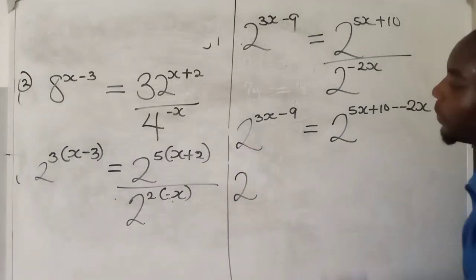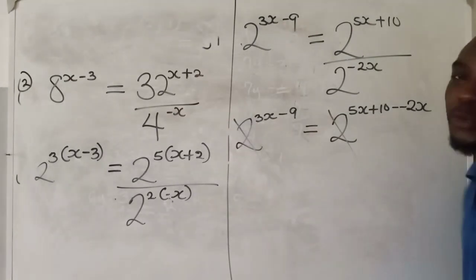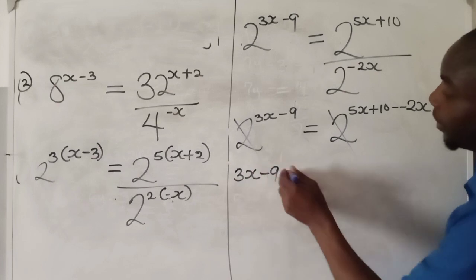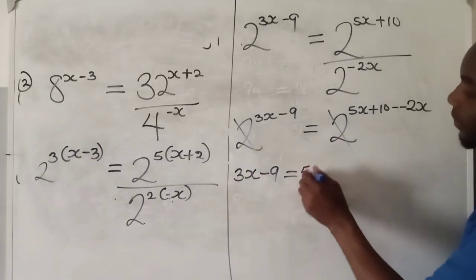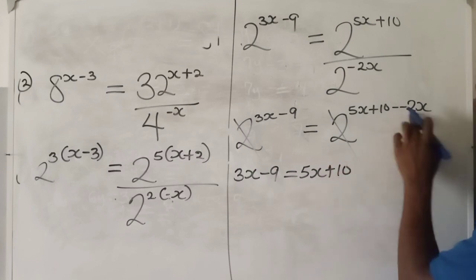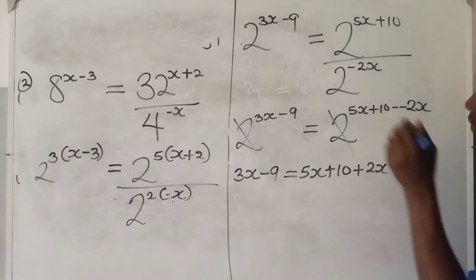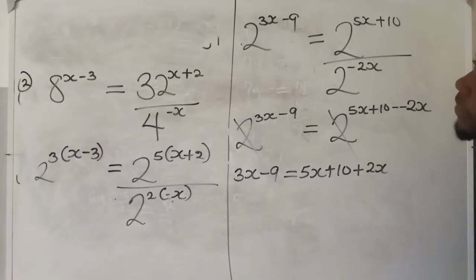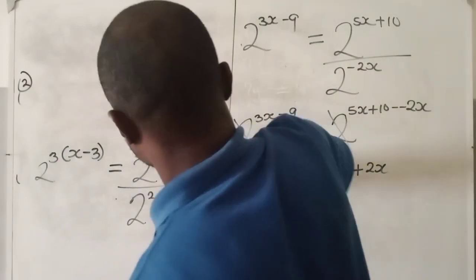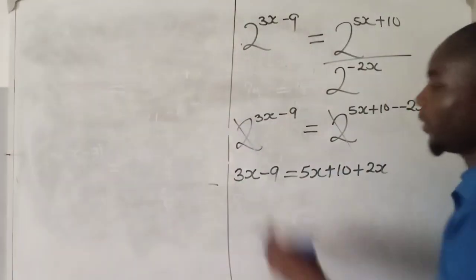Okay, we have the same bases now. So what we're going to do next is to equate the bases and make do of the powers. So we have 3x minus 9, and that's equal to 5x plus 10, then plus 2x, because minus minus changes to plus. So we have plus 2x. All right, so the next thing we're going to do now is to collect like terms and get the value of x.